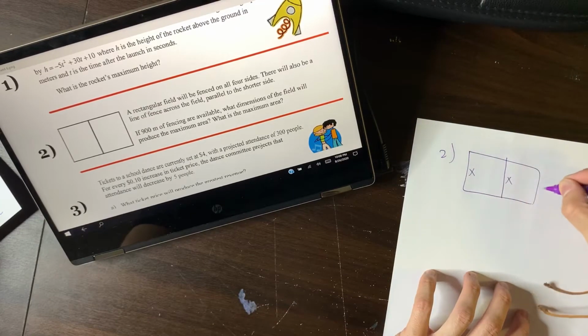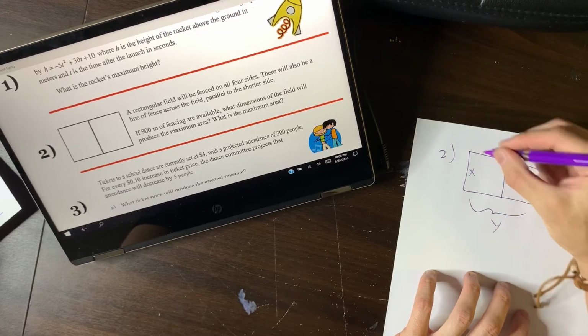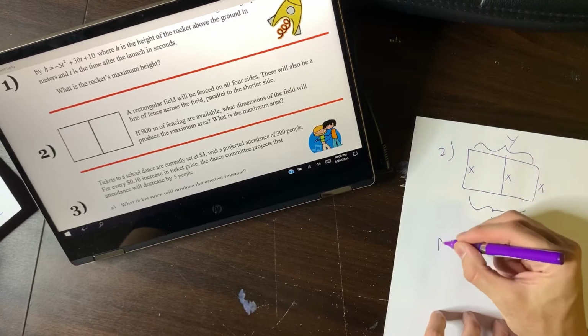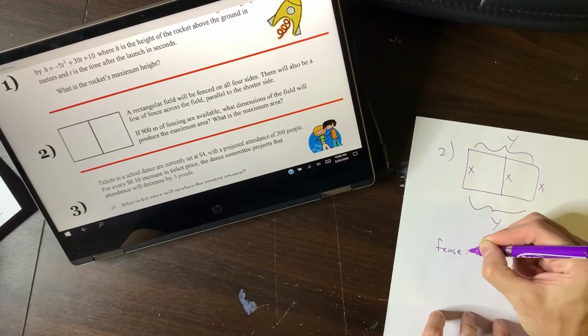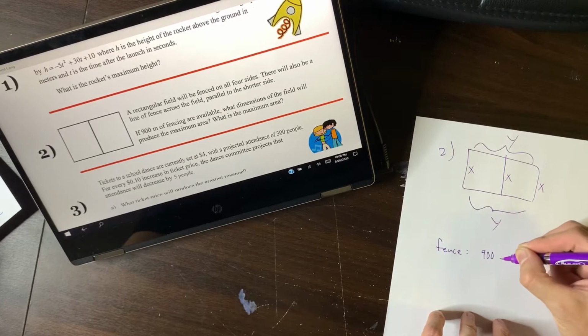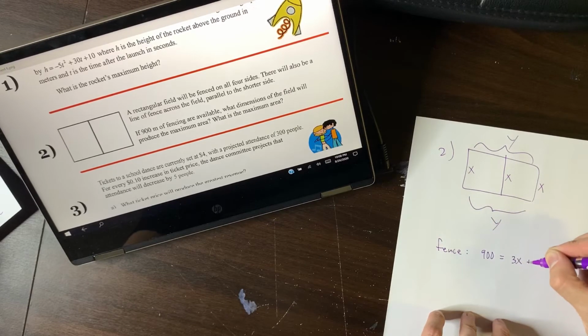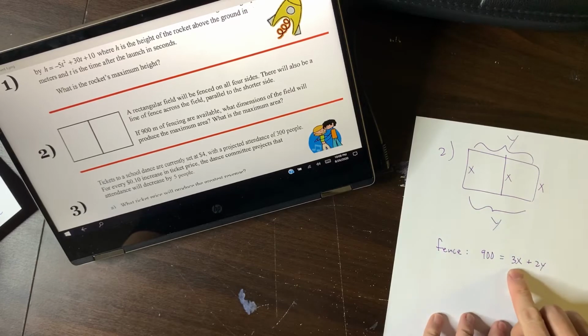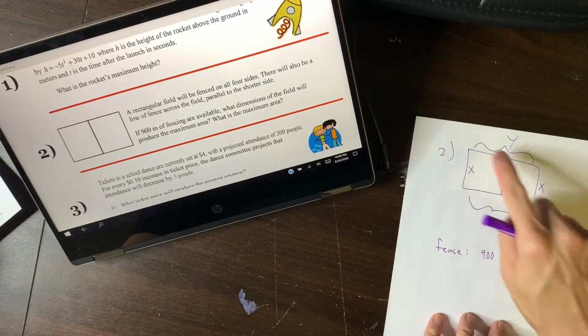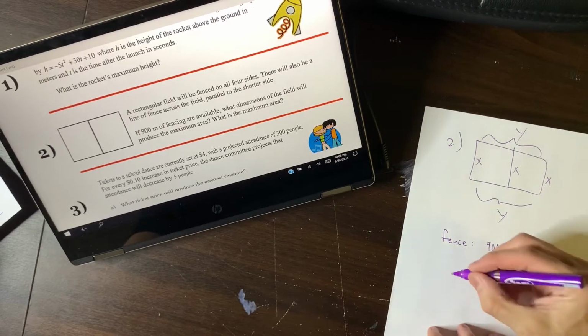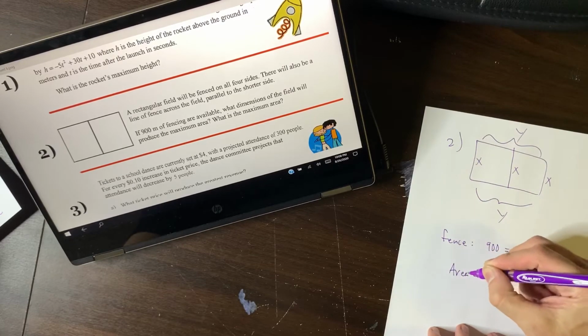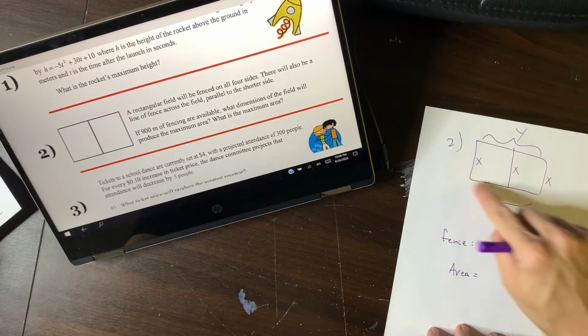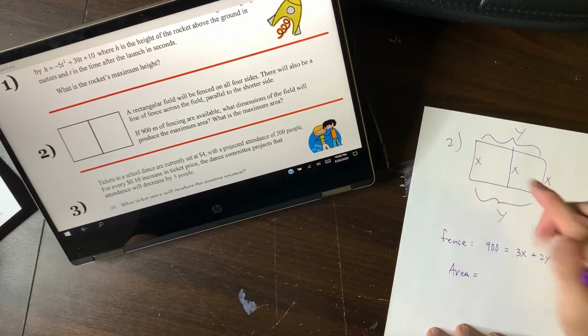Let's call these heights x. Let's call that entire length y. And as it pertains to the amount of material that I have, 900 meters of fencing, and that is going to be cut into 3 pieces of x and 2 pieces of length y. So that's one equation. The other equation is the area. The area of this rectangle is length times width, or base times height. So let's call it x times y.